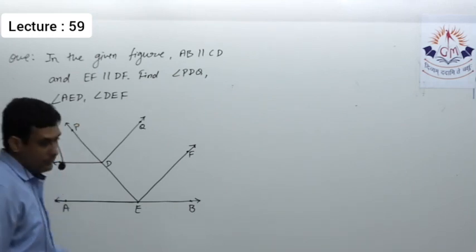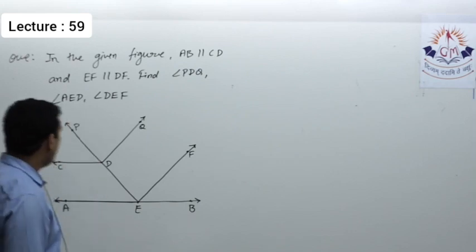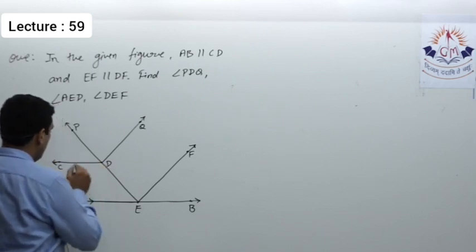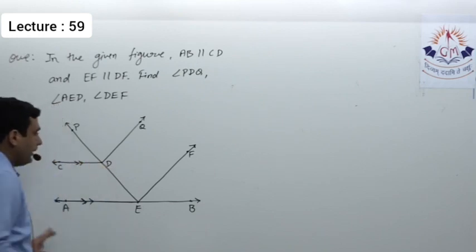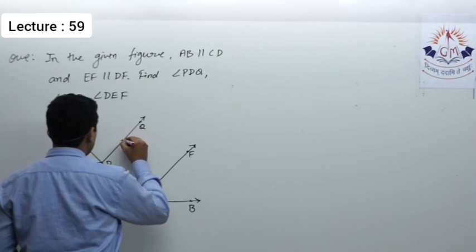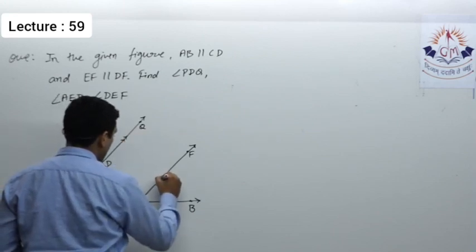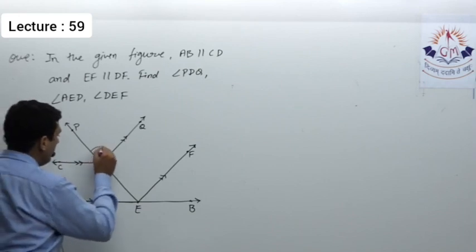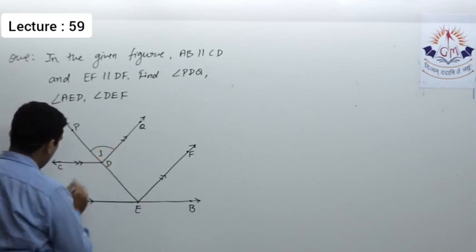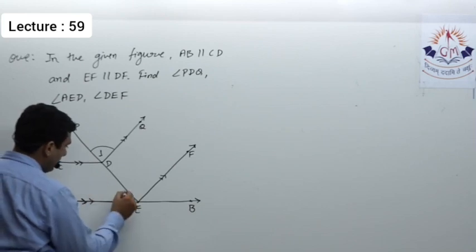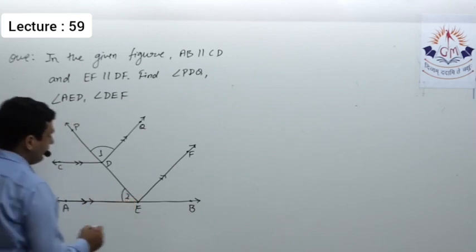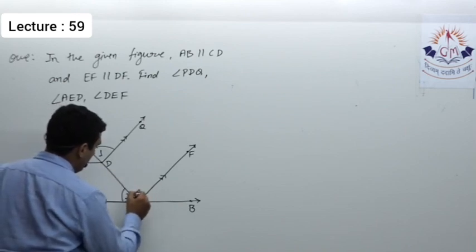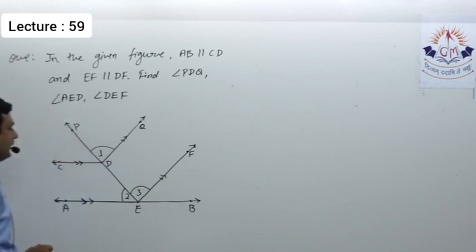Okay, so in this figure it is given AB is parallel to CD. First of all, these two are parallel. Also it is given DQ parallel EF. We have to find angle PDQ, so I am writing it angle 1. Then we have to find angle AED, so I am writing it angle 2. And next we have to find angle DEF, so here I am writing it angle 3. So we have to find angle 1, 2 and 3.